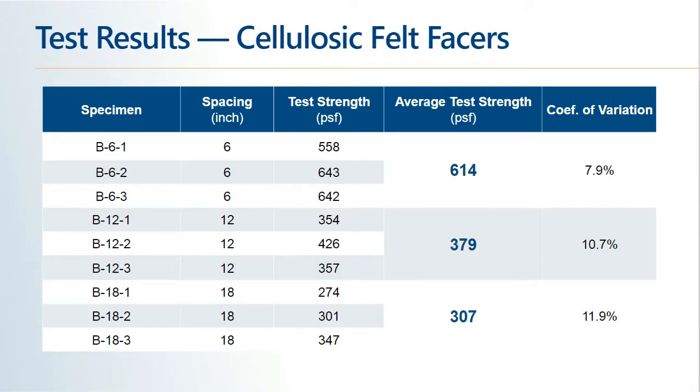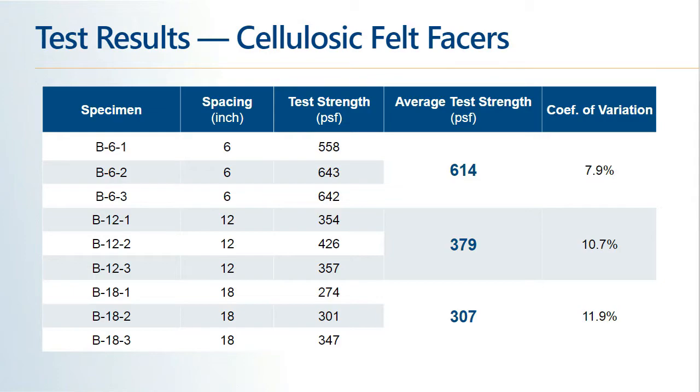For the cellulosic felt facers, or B designated samples, again with the 6-inch ribbon spacings, we varied from 558 pounds to 643 pounds, for a difference of 85 pounds per square foot. So the average test strength was 614 pounds per square foot, with a coefficient of variation of 7.9%.